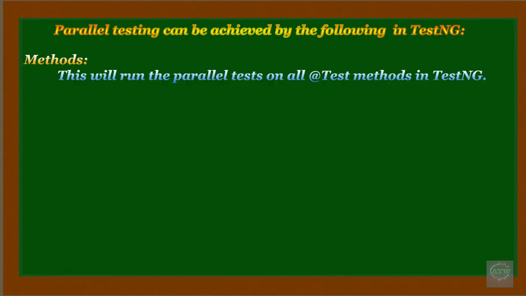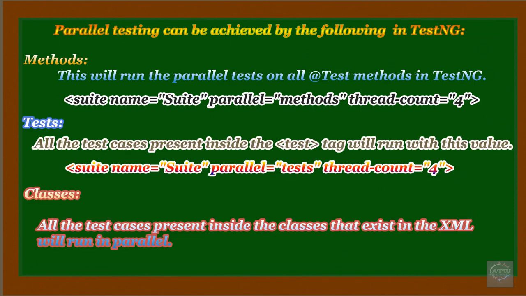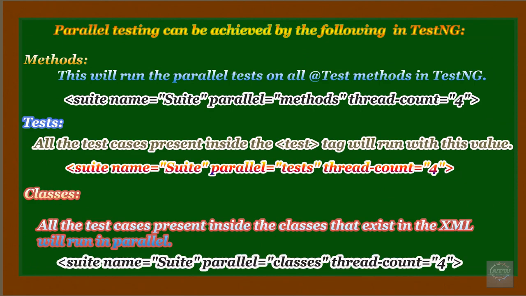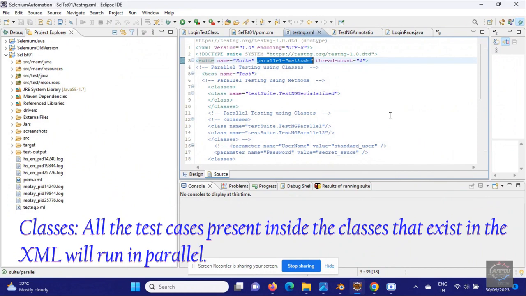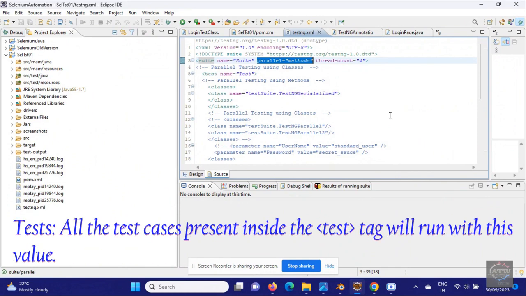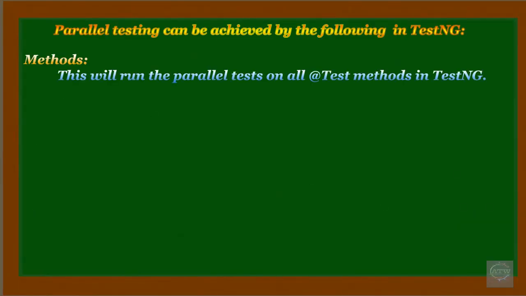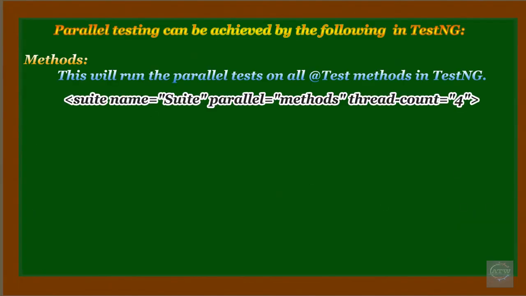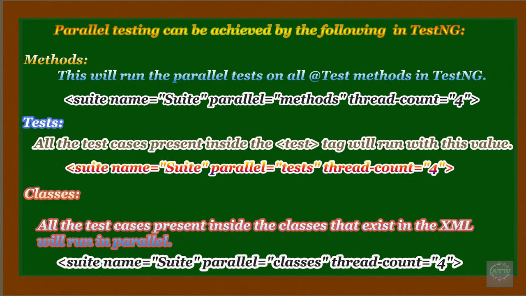Now we are going to see a practical example. How do you configure parallel test execution in TestNG? We have 4 ways of achieving it. One is through methods, the second is through classes, the third is through tests, and the fourth is through instances. In this topic, we are going to see methods, classes, and tests, and how to run the test cases in parallel using them.